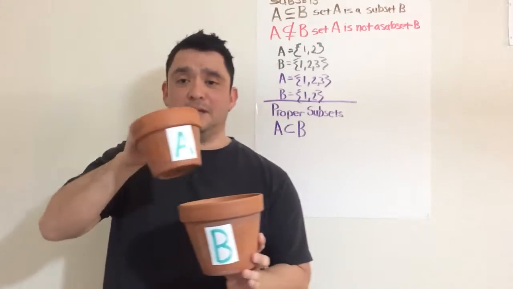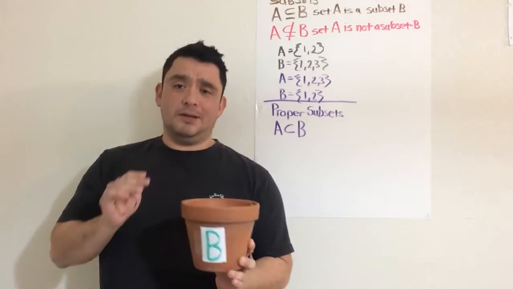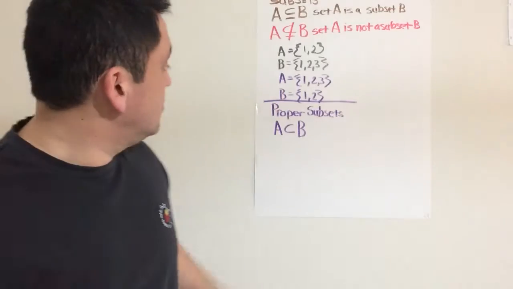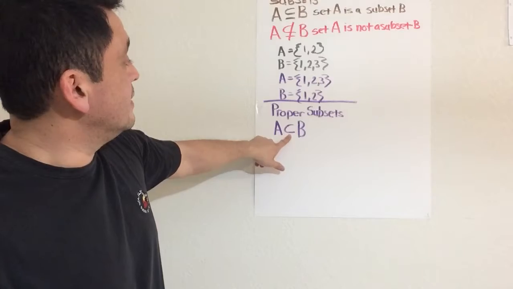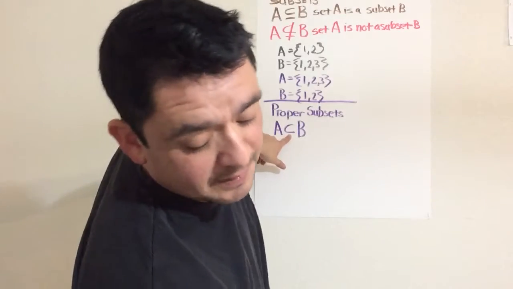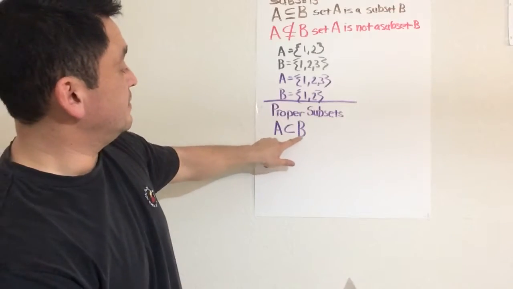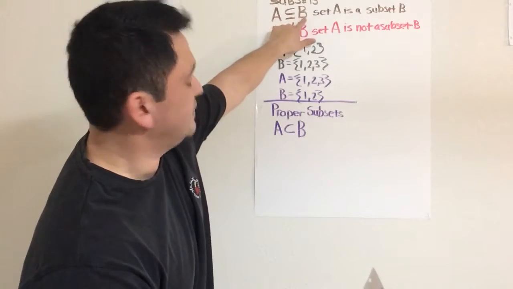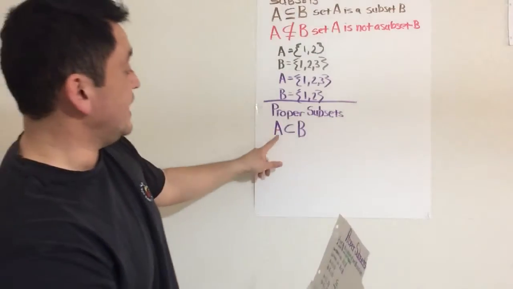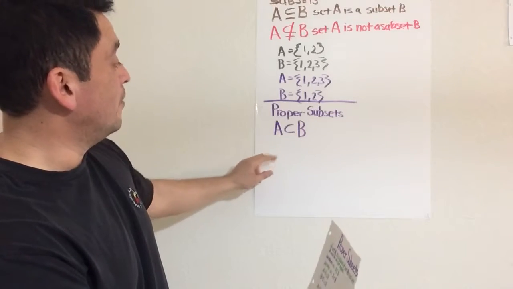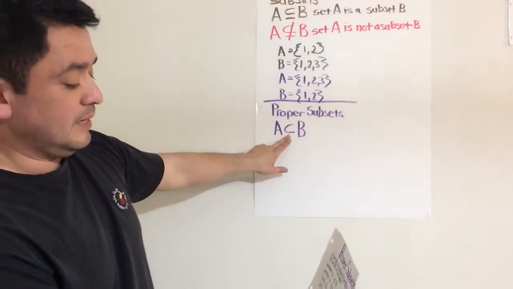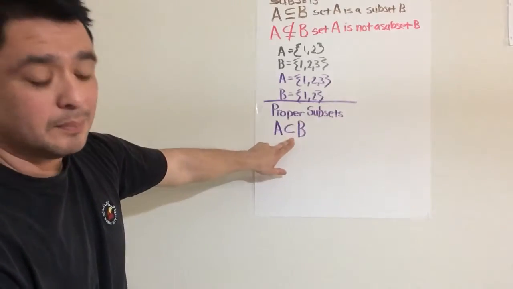This one is a proper subset. It properly goes with it. You see? So, proper subset. Let's read the definition again. If set A is a subset of set B, and the sets A and B are not equal, it's a proper subset. And that's the way it's written. Proper subset.